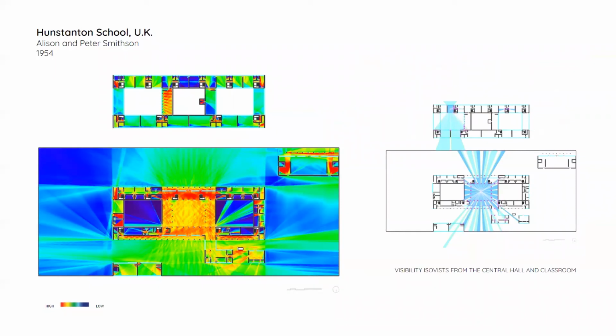Using the ISOVIST software, the occlusivity of the school was analyzed. The central hall and the entrance corridor are highly occluded due to the position of columns. Classrooms are low occlusivity, however, the buffer spaces between classrooms and the staircases are highly occluded. This increases the chance of interacting with new people.